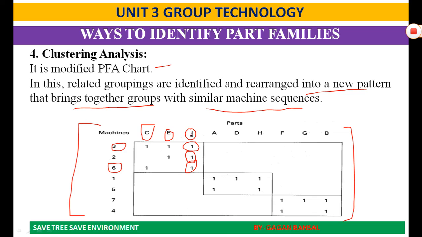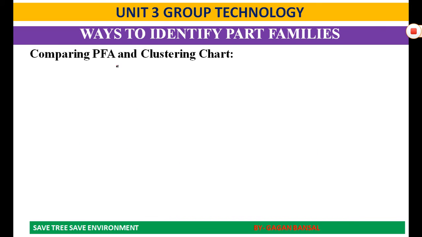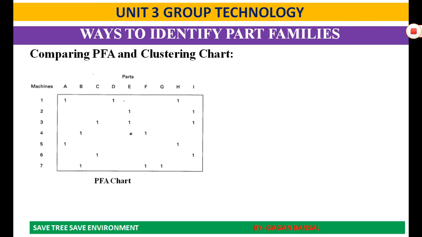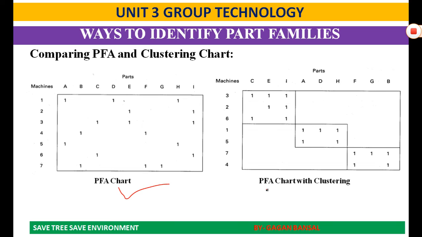This looks similar but is much more effective than the normal PFA chart. In the normal PFA chart, we follow the simple alphabets A B C D E F G H I, and the sequential machine numbers 1 2 3 4 5 6 7. But when it comes to clustering analysis, it segregates, identifies, and then finally groups them together to make the process easy. That means machine 3 is working only for C, E, I, and the rest is empty. So this can be seen in comparing the PFA and cluster charting. This was the chart which looks a bit complicated because it has been made in a general way, but this is the clustered form of this PFA chart.